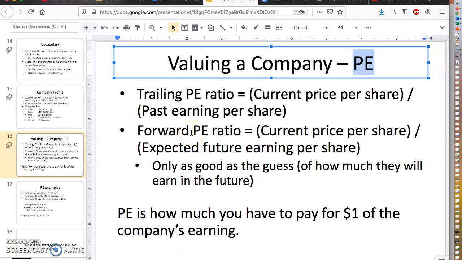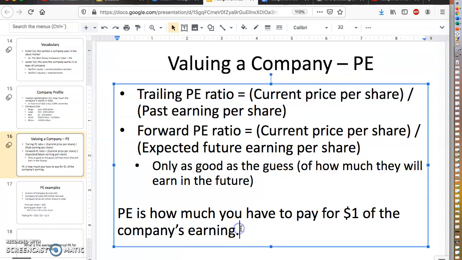The PE ratio basically is the price of its shares divided by how much the company earns in profit per share. Or another way of thinking about this is how much money you would have to pay in order to buy $1 worth of the company's earnings. There are two different types of PE ratios. There is the trailing PE ratio and the forward PE ratio. The trailing here means the past, forward means looking into the future.